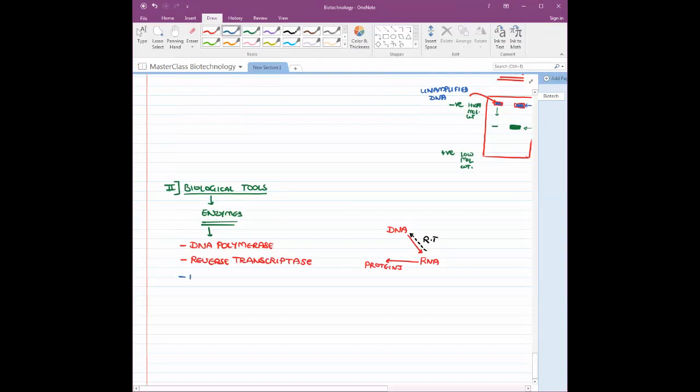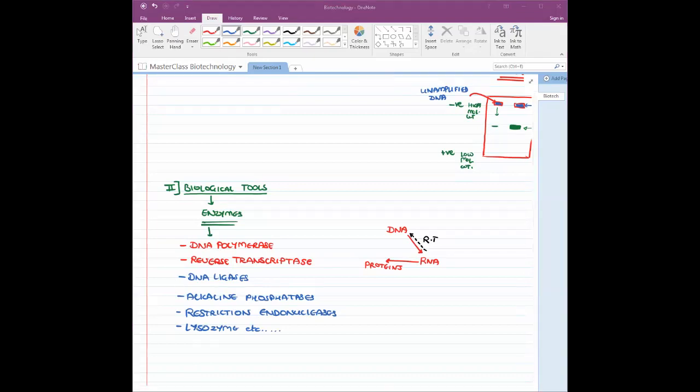Then, apart from this, we have DNA ligases, because wherever you see nicks, we need to close them down, and for closing, we need DNA ligases. Then we have other ones like alkaline phosphatases, then the restriction endonucleases, and lysozymes. Now why lysozymes, guys? Sometimes we need to break down cell membranes, basically cell walls. For that, lysozymes, etcetera. But now, guys, first we need to talk about restriction endonucleases.